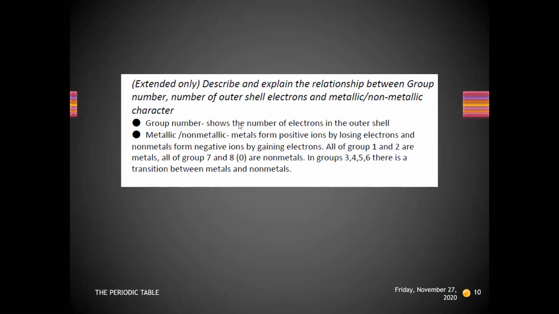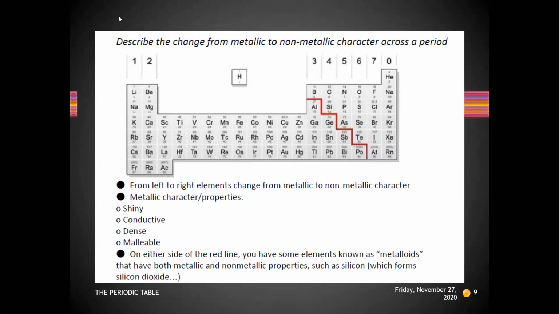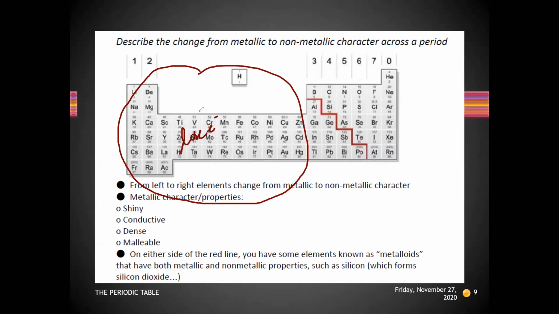Then the group number shows the number of electrons in the outer shell, and metals and non-metals. If an element is a metal, they tend to lose electrons. If they lose electrons, they will form a positive ion. If an element is a non-metal, they tend to gain electrons. If they gain electrons, what will they form? They will form a negative ion.